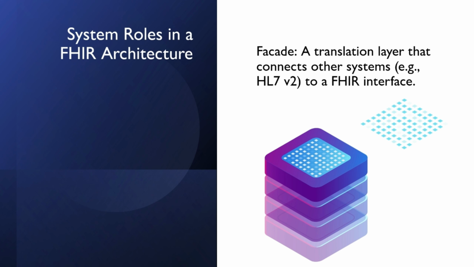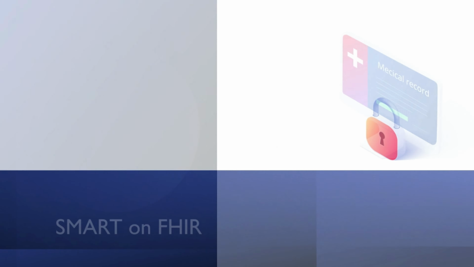This is particularly helpful in public health settings where older systems remain in use. A FHIR facade can enable participation in FHIR-based exchange without requiring full system replacement, providing a transitional path to modernization. Understanding these components, and how they interact, is key to building and supporting scalable public health informatics solutions.